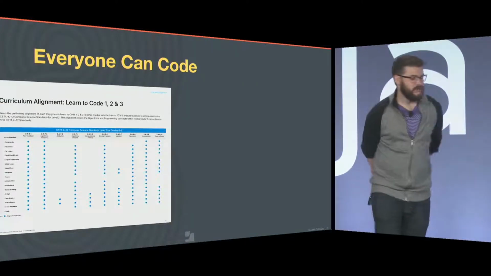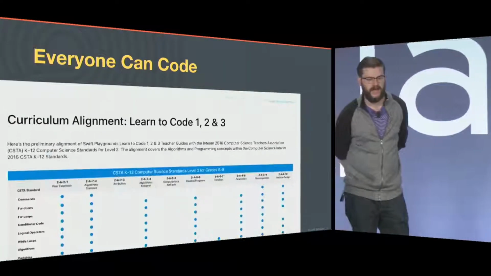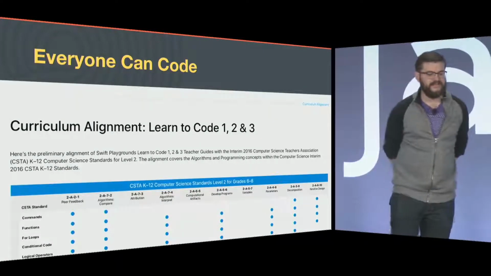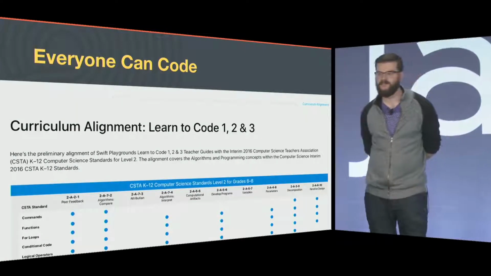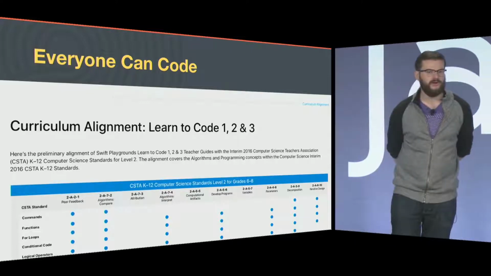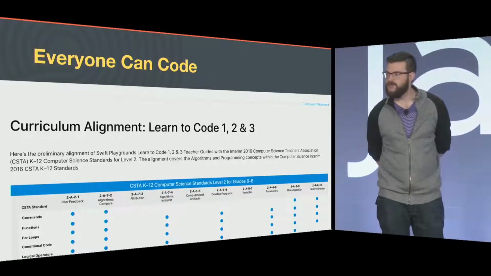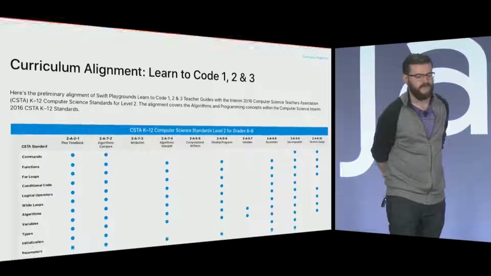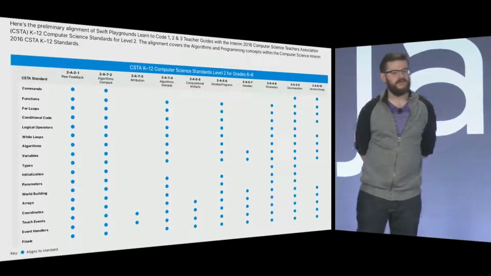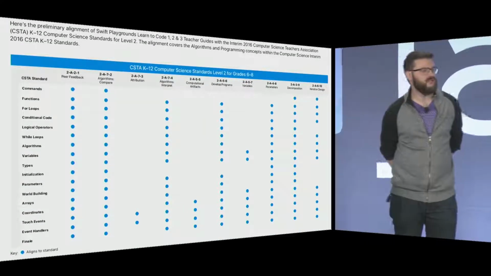Another great thing is Apple has published curriculum alignment with the CSTA, Computer Science Standards for Level 2. So if you're in curriculum or you understand some of that, or even if you don't, these are materials that show specifically how what we're teaching directly applies to the curriculum that we should be teaching our students.